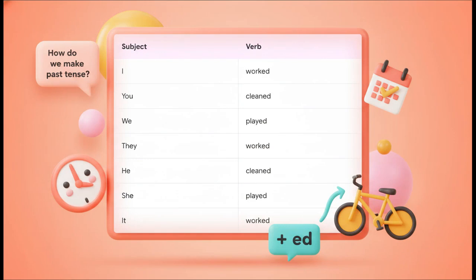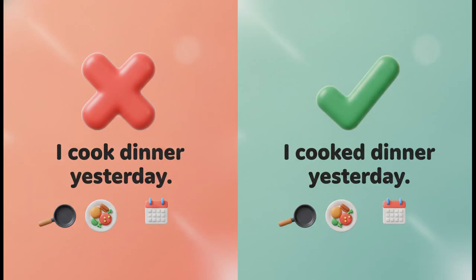So how do we actually make a past tense verb? For regular verbs, the rule is wonderfully simple. You just add the letters ed to the end of the base verb. Work becomes worked. Clean becomes cleaned. And the best part? It stays exactly the same for every single person. I worked, you worked, they worked, she worked. It's so easy. But watch out, because here is a very common trap a lot of beginners fall into.